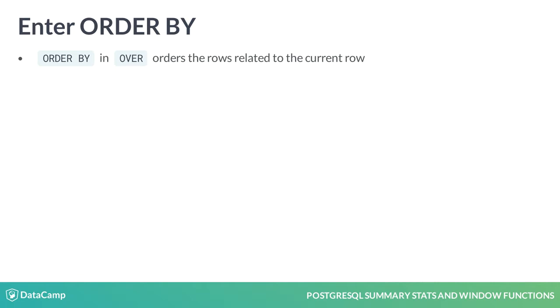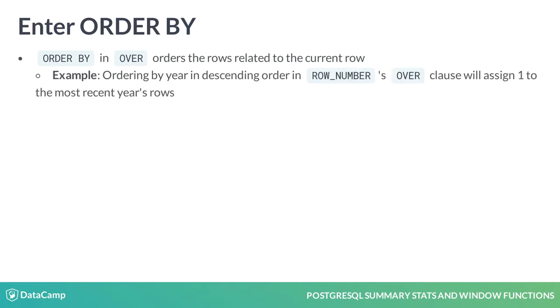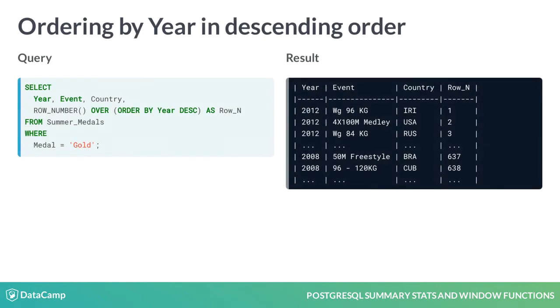Taking the row numbering query, if you order by year in descending order within the over clause, the function will assign 1 to the first row in that window. That row will have the most recent year in the dataset. This is the result. Adding order by within over changed the basis on which the function assigned numbers to rows, assigning lower numbers to more recent rows.